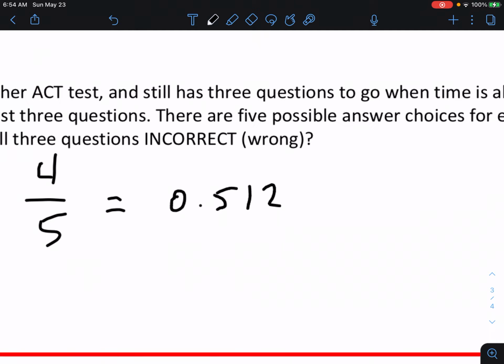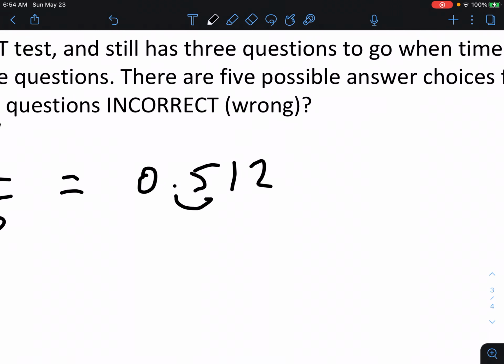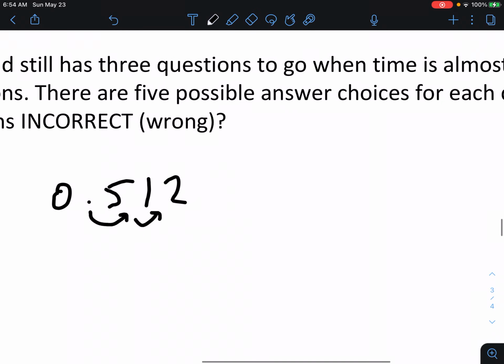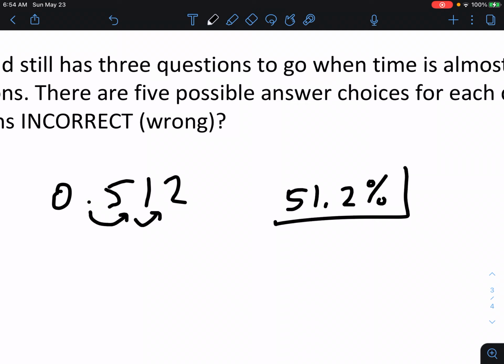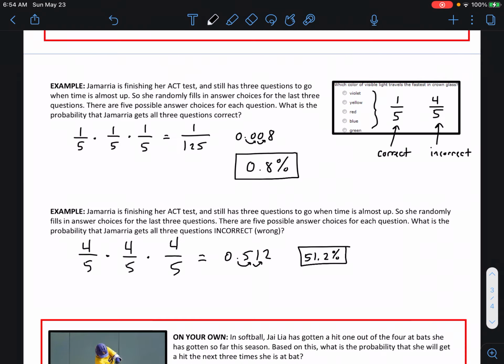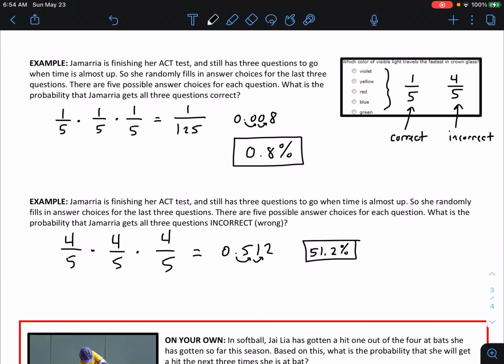And again, every time we want to make this into a percentage, we just move that decimal 2 places. So we end up with 51.2%. All right, so there's a 51.2% chance she's going to get all 3 questions incorrect or wrong.